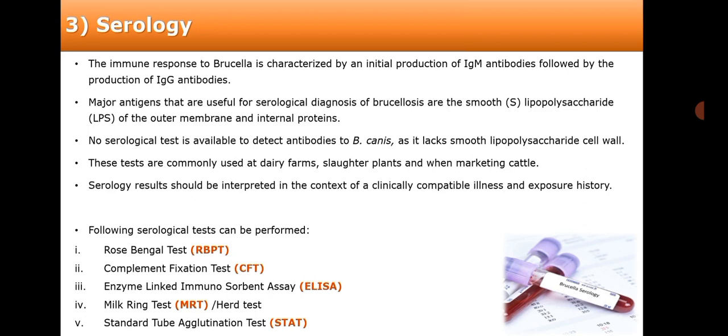Following are the serological tests that can be performed. Number 1 is the Rose-Bengal test. Number 2 is the complement fixation test. Next are the enzyme-linked immunosorbent assay, the milk ring test or HER test, and the standard tube agglutination test.